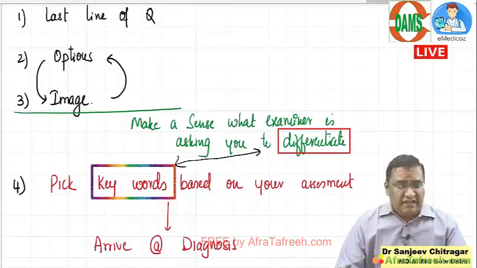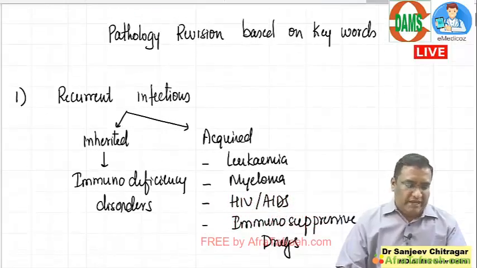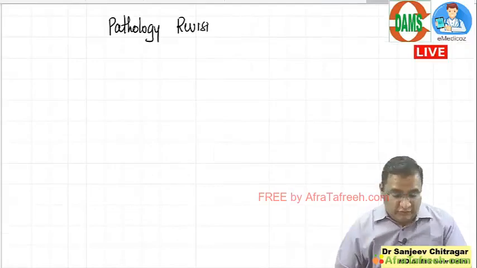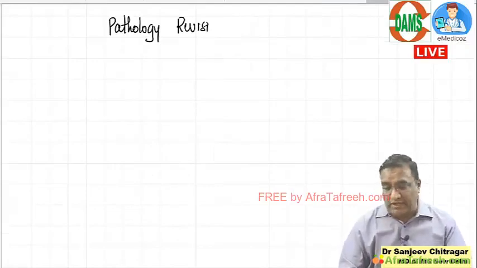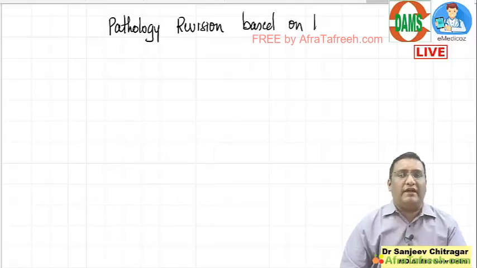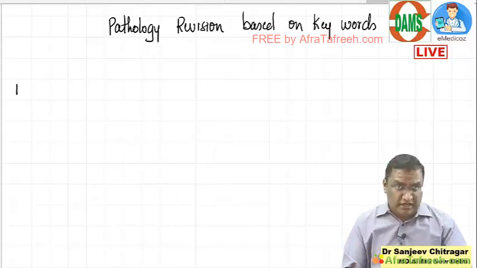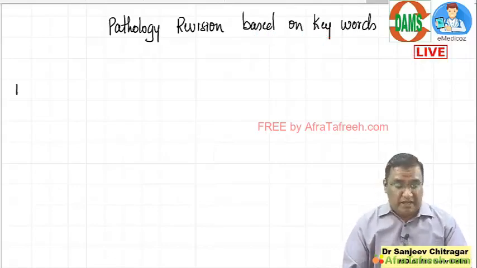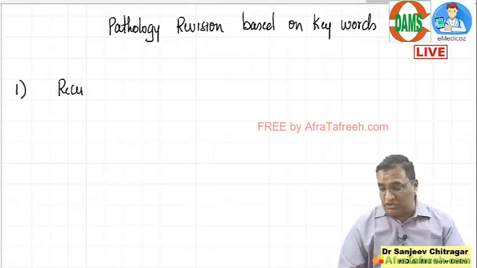So for clinical vignettes, I'll start with revision based on keywords. My revision is keywords. That is, the keyword is my theme for these must-know topics. So I only keep looking at the keywords. Keywords could be a word, a clinical word, a lab investigation, or even an image for me. So first I will start with the clinical manifestation of a keyword.